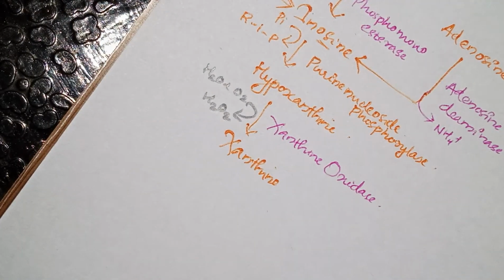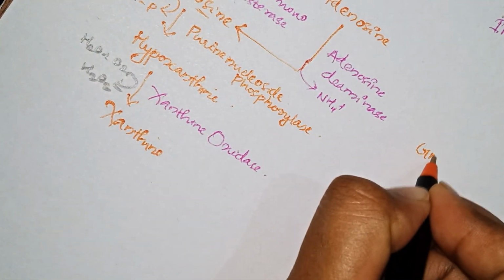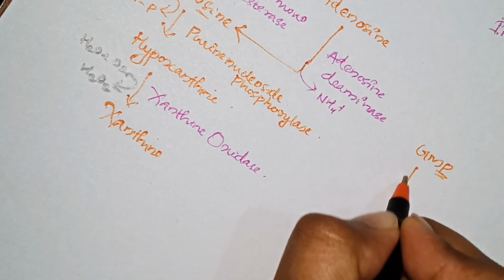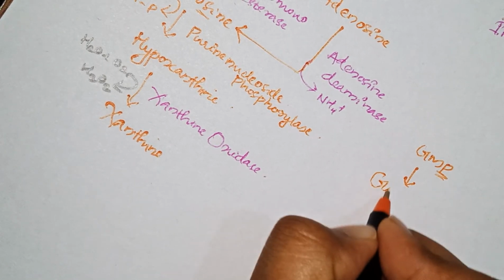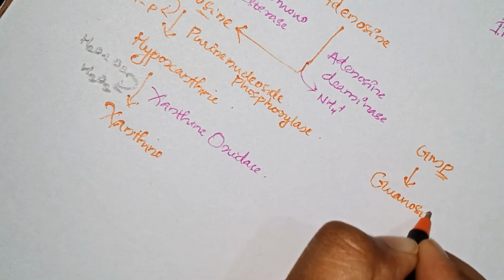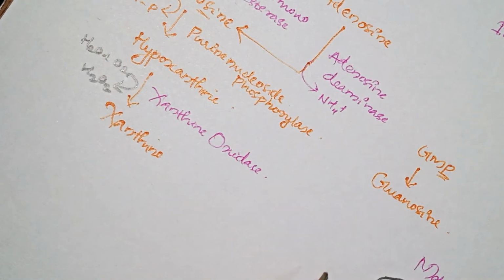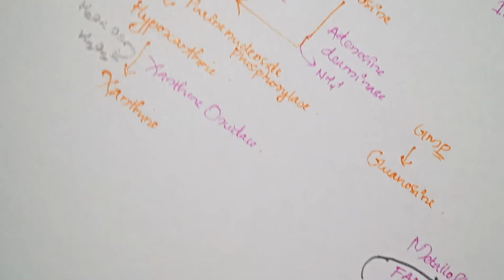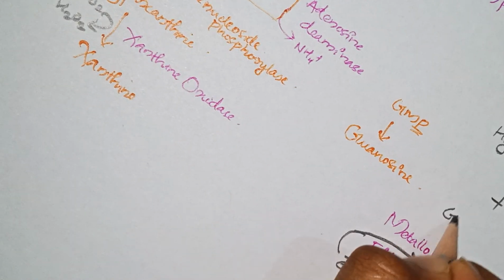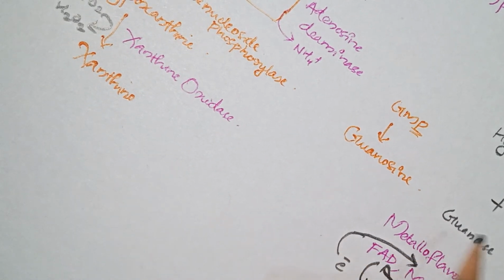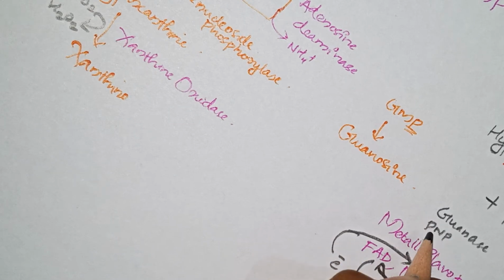Okay, we didn't mention guanosine monophosphate. So guanosine monophosphate, again by removing the phosphate group, can be converted into its corresponding nucleoside, that is guanosine. So here we have to remember two enzymes. One is the guanase enzyme, and the other one is our PNP, that is purine nucleoside phosphorylase.